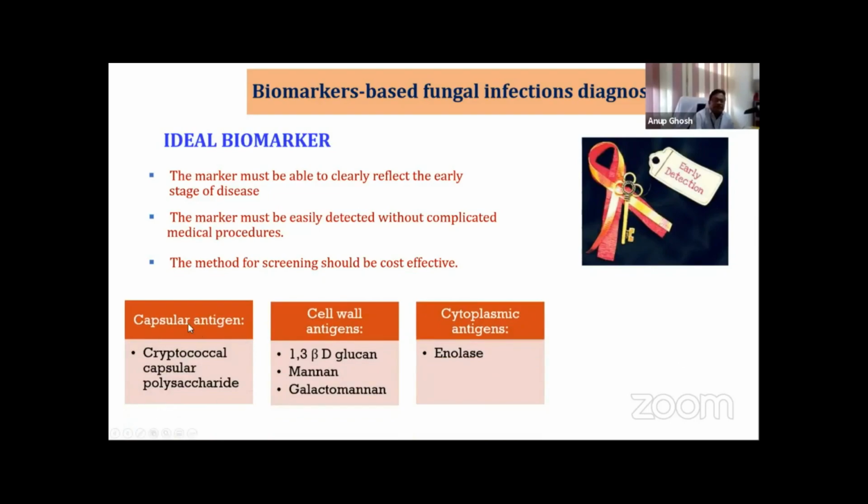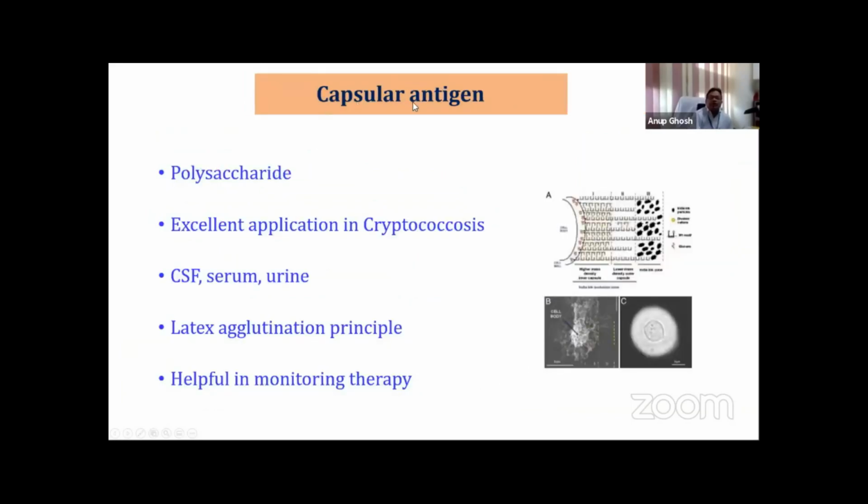Now, I have already discussed there are 3 biomarkers which are popularly used in the labs. Out of the 3, I would suggest these 2: capsular antigen based and cell wall antigen based. The capsular antigen is used in case of Cryptococcus fungal infection. This antigen is a polysaccharide. It is an excellent application in Cryptococcus infection diagnosis. The best samples are CSF, serum, or urine, and this is basically a latex agglutination test.